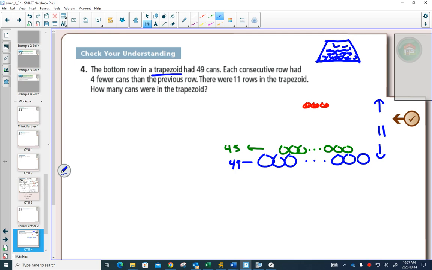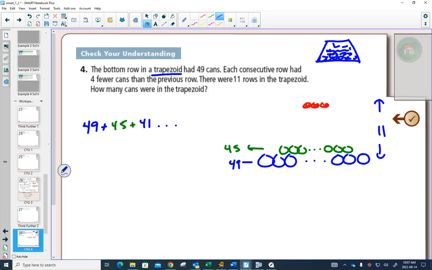11 rows in total. How many cans are in the trapezoid? So drawing the picture helps us visualize it. Then it's asking for how many. We know that we would have 49 plus the 45 plus the next row would have 41, until we continued all the way.